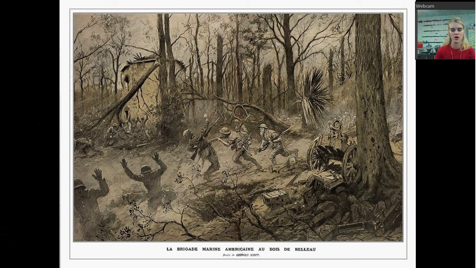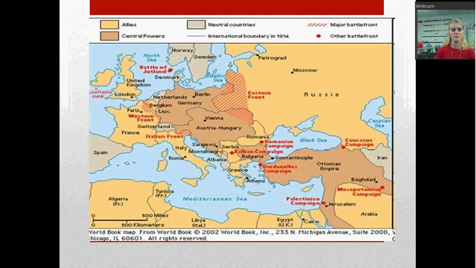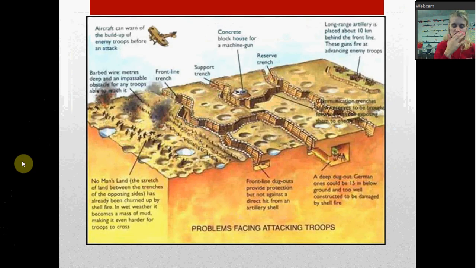This is a battle called the Battle of Belleau Wood. This is one of the few non-trench battles and just gives you a good picture of the American forces here in Belleau Wood and what that might have been like. This shows you again, the two fronts. So we've got the Western Front, the Italian Front, and over here the front in Russia. This just shows you a picture of the layout of the trenches.